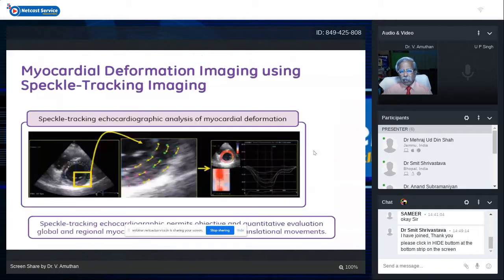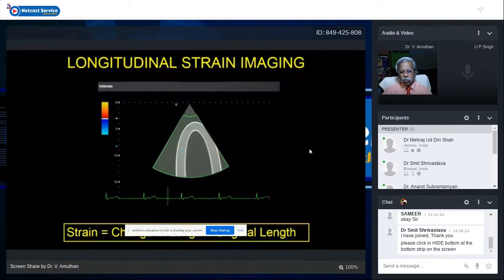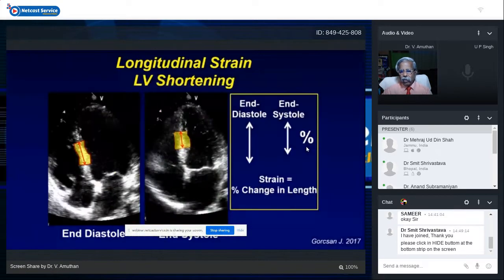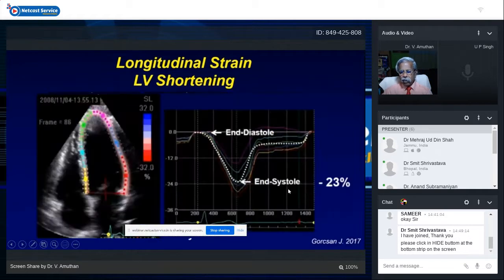Another important advancement is the myocardial deformation imaging using speckle tracking imaging. So you can have the longitudinal strain imaging, where the longitudinal speckle tracking is done during the end diastole and the end systole, and the strain is the percent change in the length. You can see here, this is the end diastole, end systole. The percent change is -23.